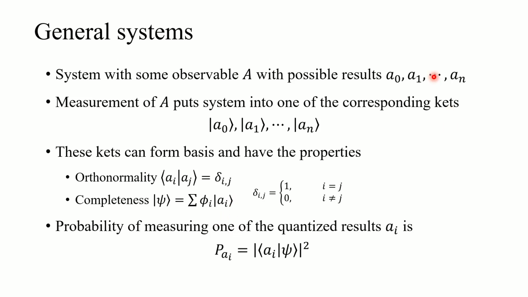And finally, the probability of measuring one of these outcomes of our observable is just the projection of our generalized state ket onto the bra corresponding to that basis ket, squared. And this essentially can be applied to any quantum mechanical system. The details of what these observables and the kets are all going to depend on the detailed physics of that system, but these rules apply in general.